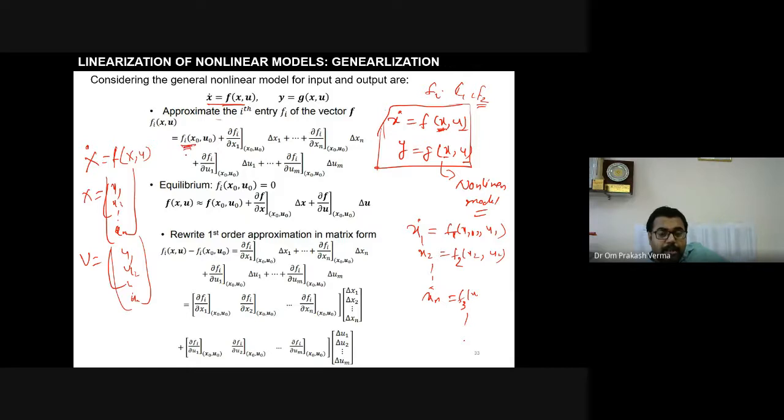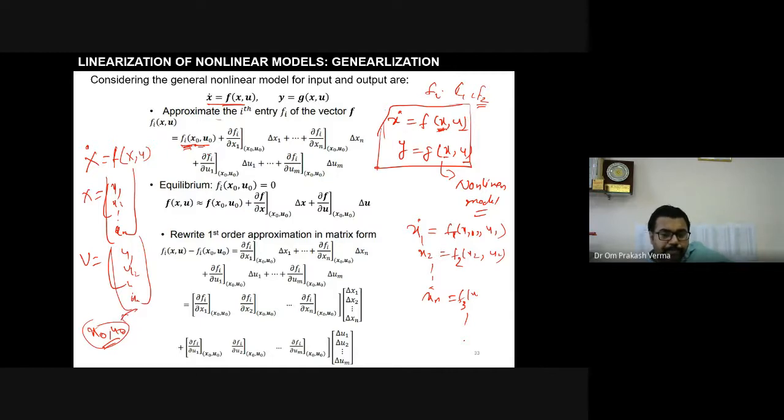The Taylor series of this differential equation will be expanded in the neighborhood of some perturbation, or disturbance. That steady state value is defined as x naught, u naught. We have considered x naught, u naught as the steady state value, and in the neighborhood of this we have to differentiate. The initial value is this one.